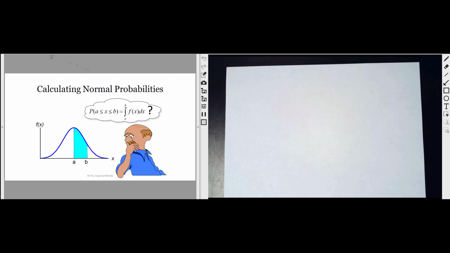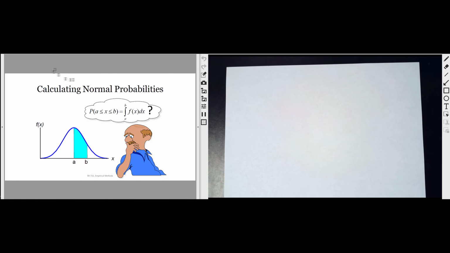So what do we do? Well, you look it up. You use a tool to look up what the probability is, all right? It's not something that you can do by hand.